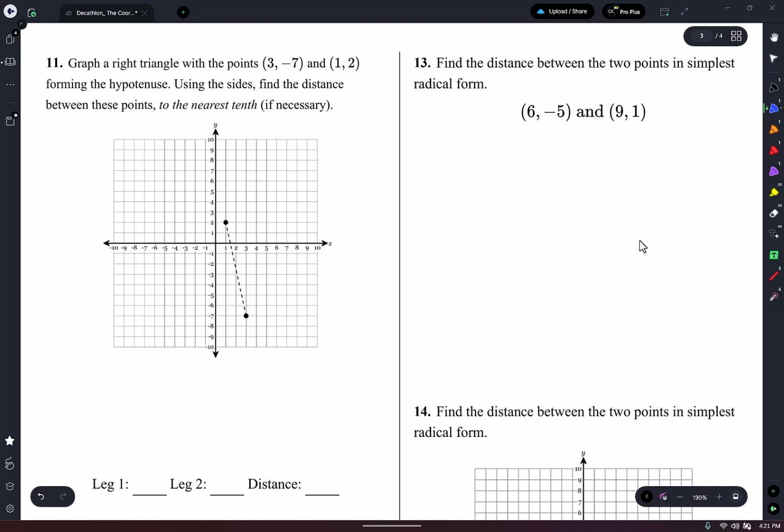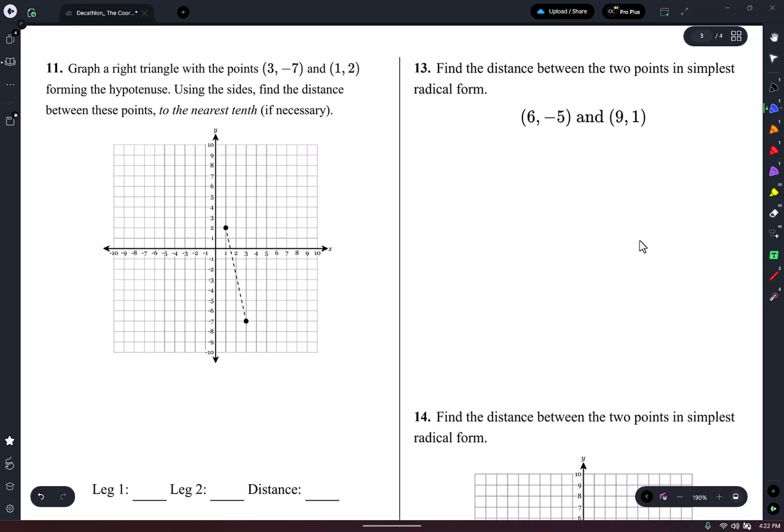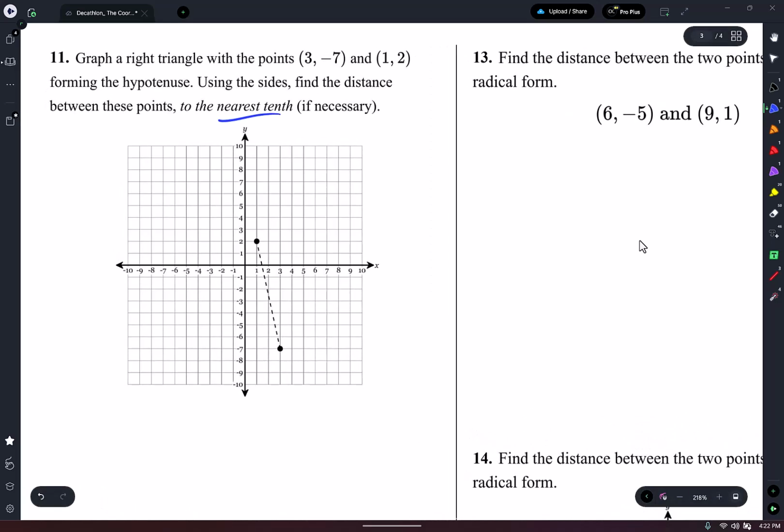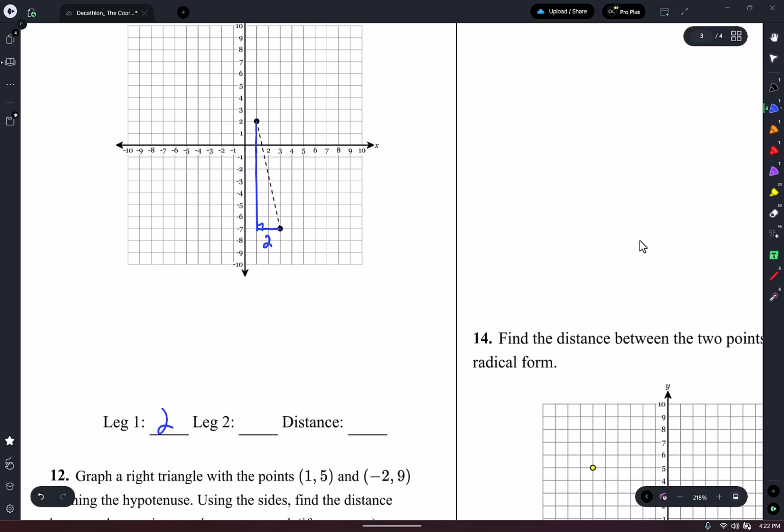Okay, we're almost done, guys. This one here, you're going to have to use the calculator because it says to the nearest tenth, but it's the same thing. Find the distance between these points. So this is the hypotenuse here. So here's my triangle, a skinny triangle. There's my right triangle. This is 2, so leg 1 is 2. Your horizontal displacement is always going to be your leg 1. Leg 2: 1, 2, 3, 4, 5, 6, 7, 8, 9. 9. And this is your c.